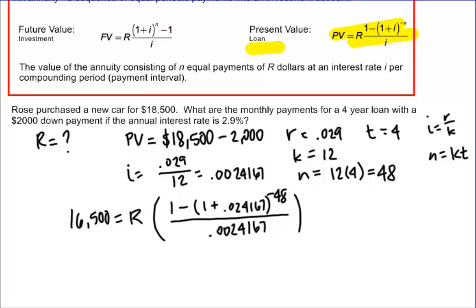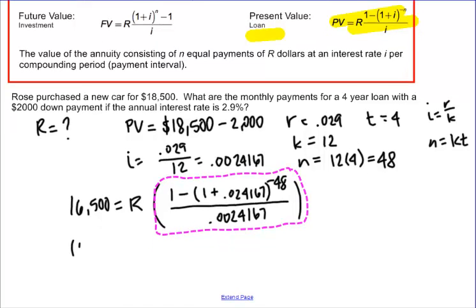So this part right here looks big and scary, but punch it into your calculator, because all it is is a decimal. So I'm going to have 16,500 equal to R times, alright, I got a little whoops here, and this should be 0.00. So that should be plus 0.00. And then what I end up with, when I punch that pink outlined box in, is 45.26899.